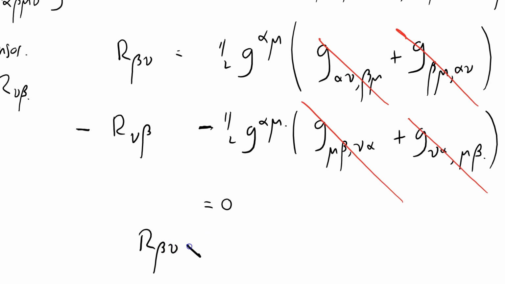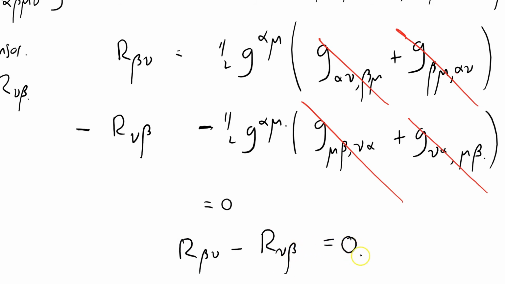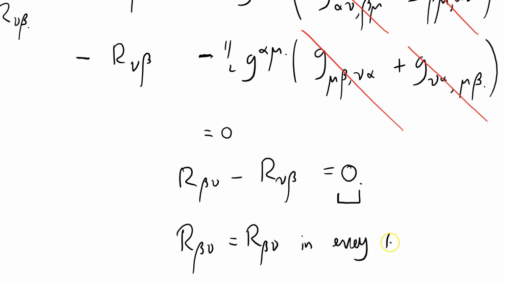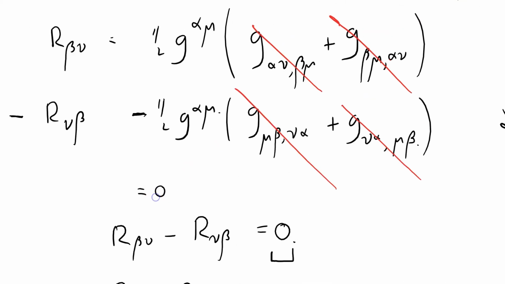So just to summarize what we've done, let me write out exactly what I've derived. R beta nu minus R nu beta equals 0. And now we use the comma goes to semicolon rule, and we observe that if it's 0 in one frame, it's 0 in every frame, and therefore the Ricci tensor is symmetric in every frame. In any set of coordinates, and that is a beautiful, beautiful finding, and decidedly non-trivial.